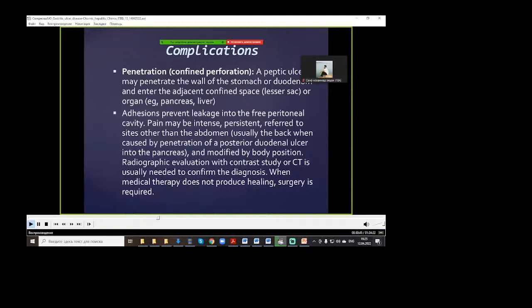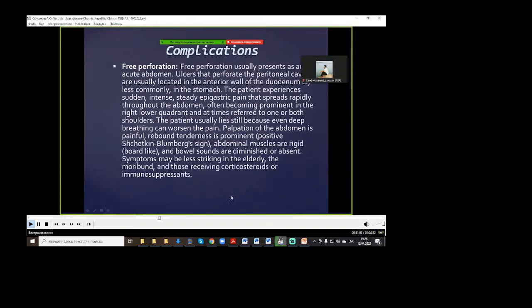The main method of diagnosing this complication is computer scanning. And when medical therapy does not produce healing, surgery is required. The next complication, free perforation.